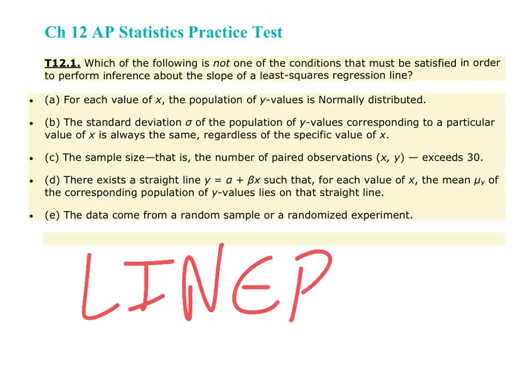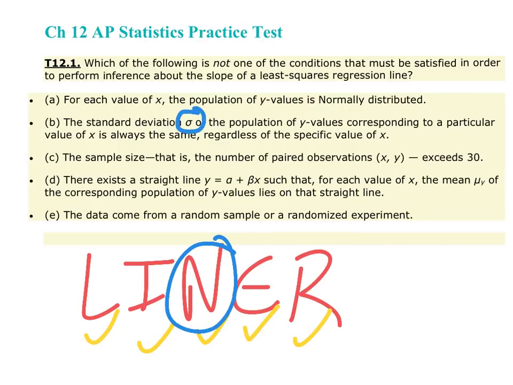And what that means is what we're looking for is that it is linear, independent, a normal distribution, there's equal variance, and that there's randomness going on. So let's take a look at it. For letter A, for each value x, the population of y values is normally distributed. That is going to take care of N, so that is adequate. For B, the standard deviation of our population of y values corresponding to a particular value of x is always the same regardless of a specific value. This is going to be talking about equal variance.